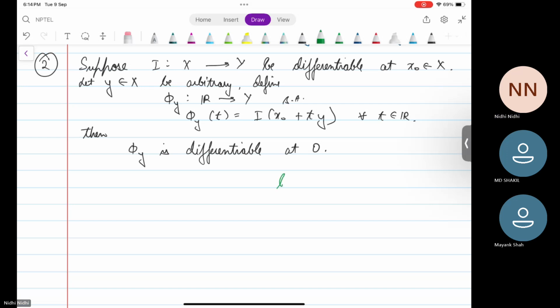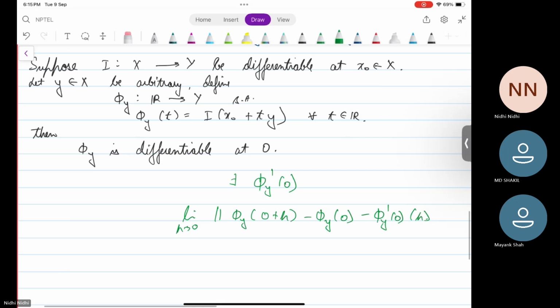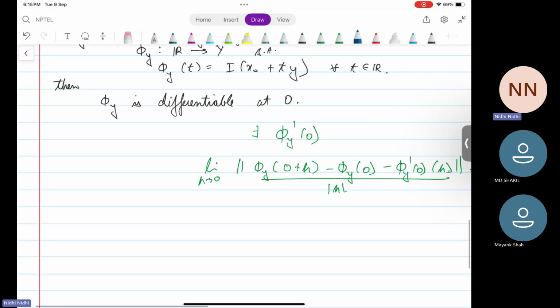So that means there exists some linear map, phi y dash at 0, such that the limit as h tends to 0 of the norm of phi y at 0 plus h, minus phi y at 0, minus phi y dash 0 at h, upon modulus of h, is 0. So yeah, let's see how we'll show that.